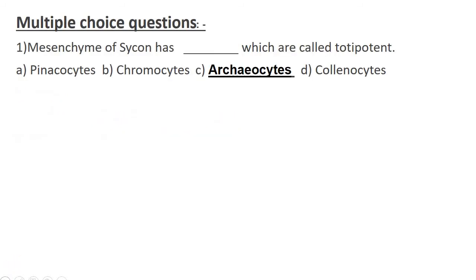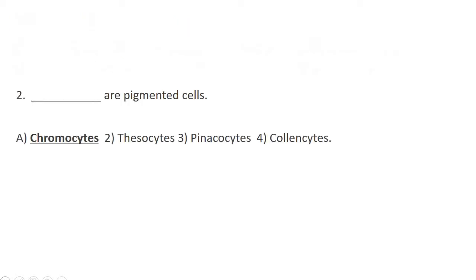Now in the multiple choice question, mesenchyme of sycon has a dash which are totipotent in nature. So the archaeocytes or amoebocytes are totipotent in nature. Now pinacocytes is wrong, chromocytes is wrong, collencytes also is a wrong answer. Next, dash are the pigmented cells. So these chromocytes are the pigmented cells. So thesocytes or pinacocytes or collencytes are wrong answers.